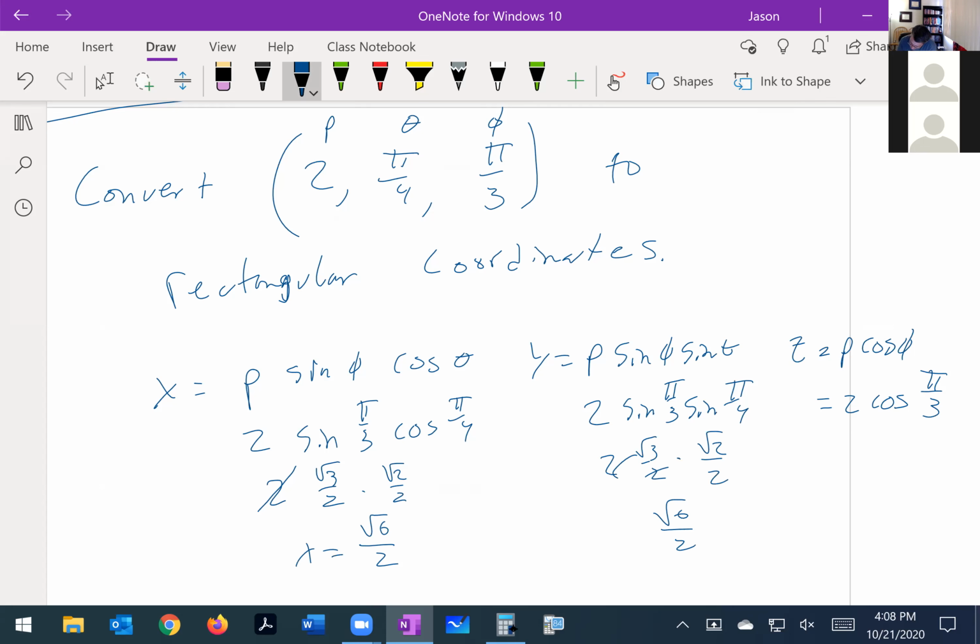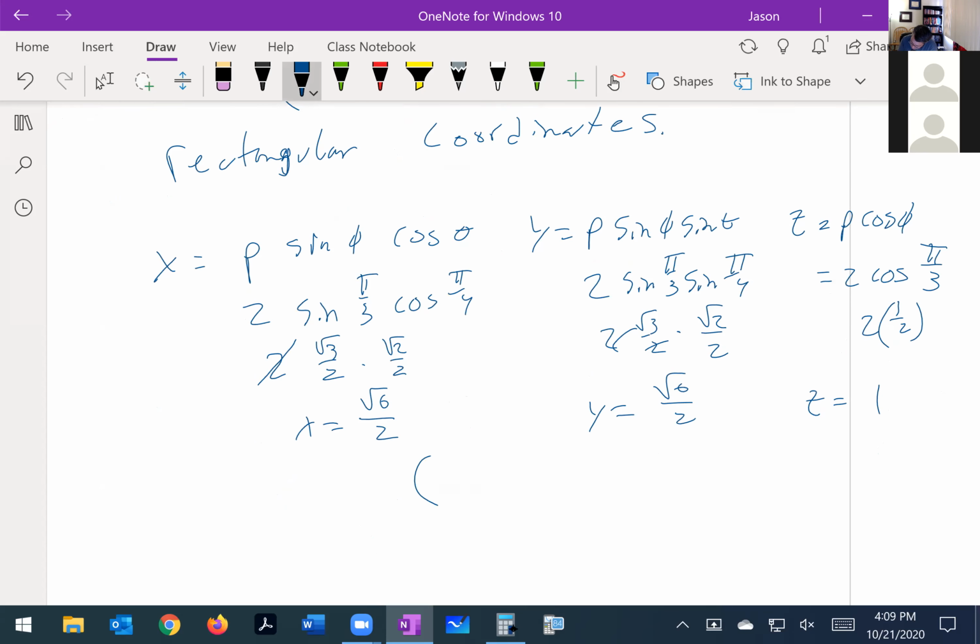Okay, this is x, this is y. And then what's z? Z is going to be cosine of pi over 3, which is 1/2. So this thing just goes to 1. This is 2 times 1/2, which goes to 1. Okay, so these would be the polar coordinates, or actually I'm going to write this as a coordinate: radical 6 over 2, radical 6 over 2, comma 1. That's how I would represent that in rectangular coordinates.